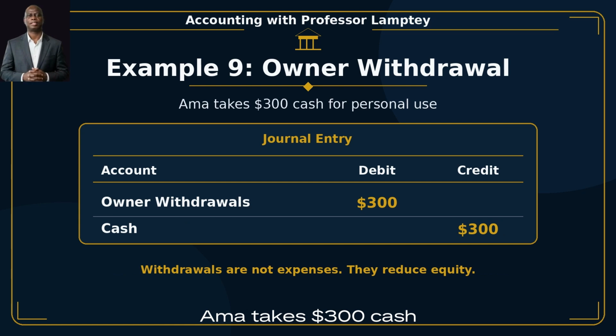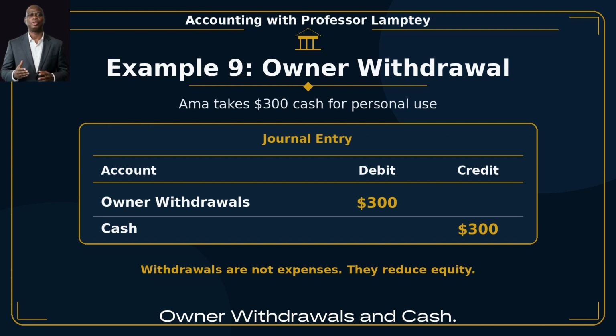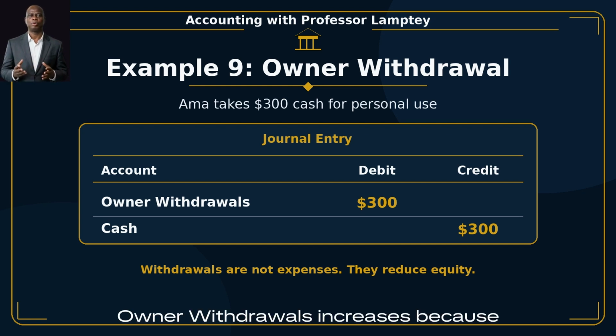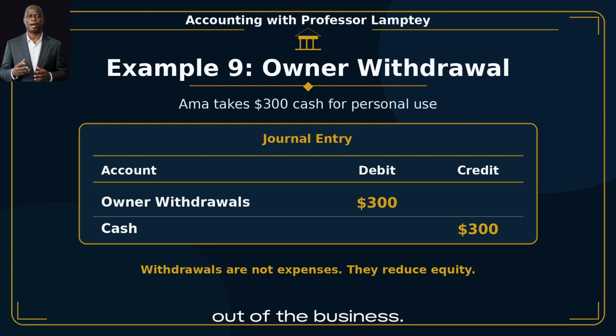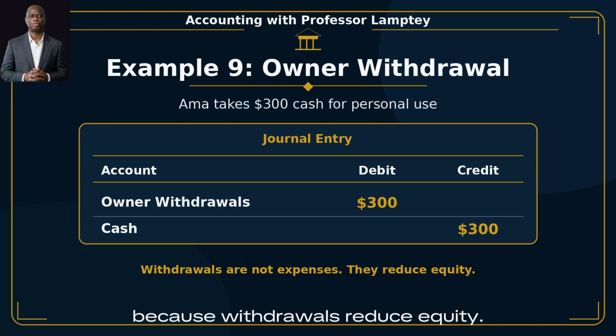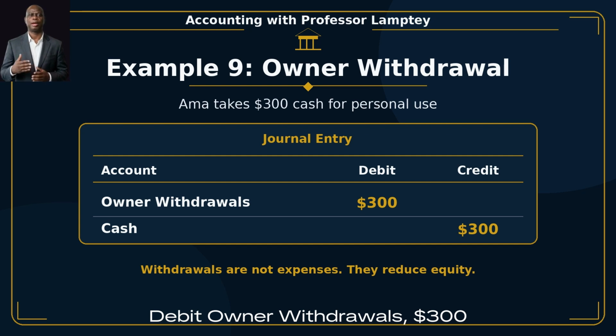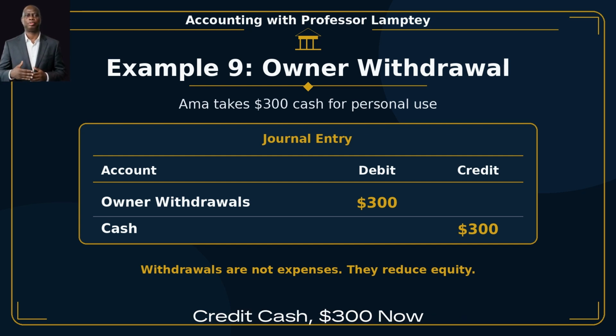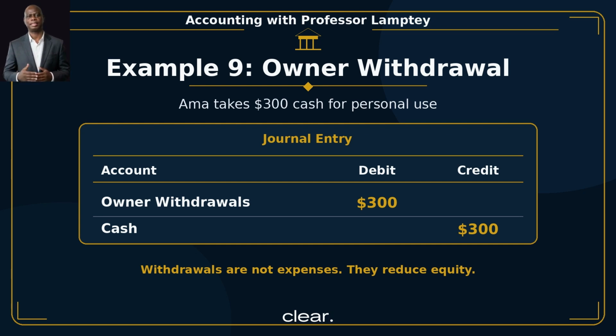Amma takes $300 cash from the business for personal use. The accounts affected are owner withdrawals and cash. Owner withdrawals is an equity-related account. Cash is an asset. Owner withdrawals increases because the owner took money out of the business. Cash decreases because the business paid cash to the owner. Withdrawals increase with debits because withdrawals reduce equity. Cash decreases with credits. The journal entry is debit owner withdrawals, $300. Credit cash, $300.